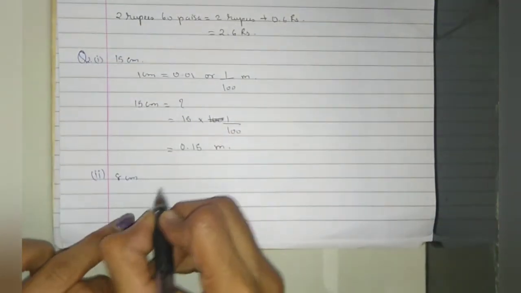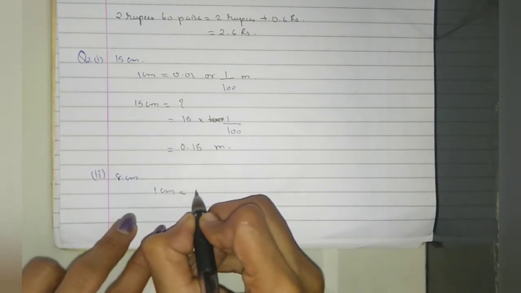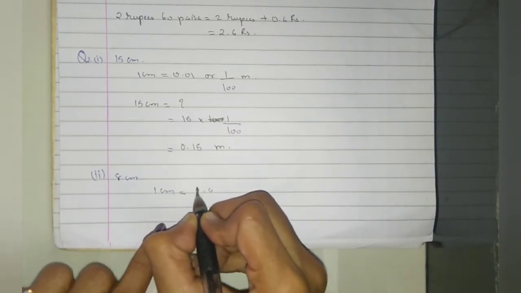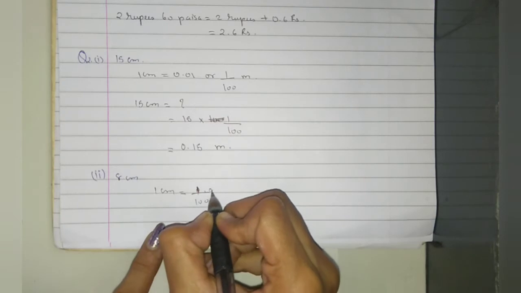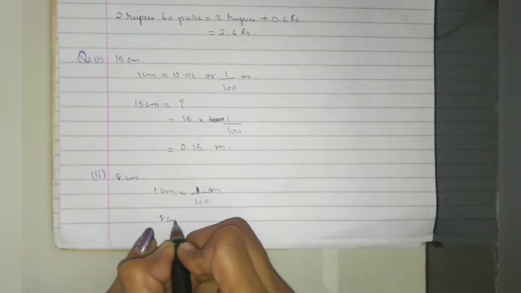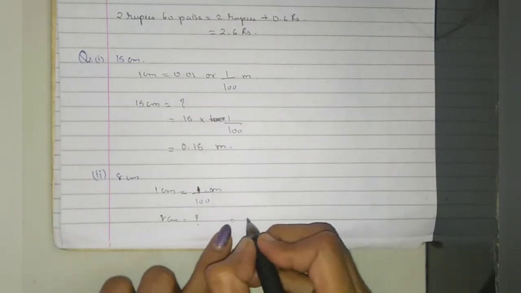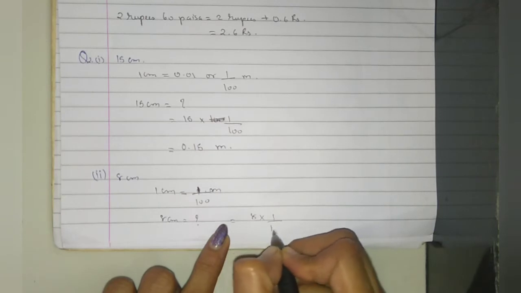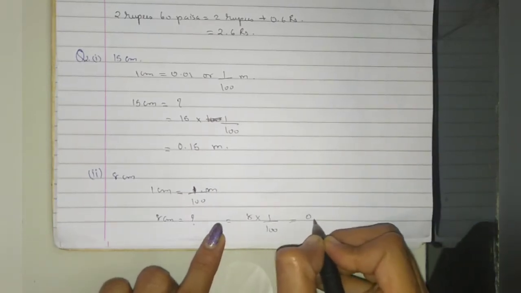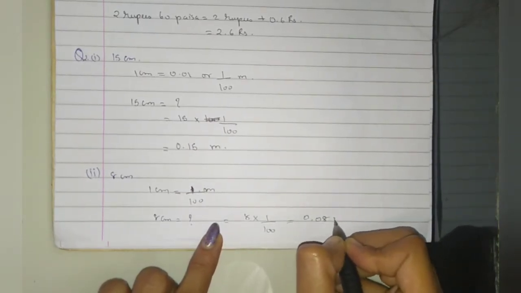Now the second one, that is 8 centimeter. First we'll write this statement: 1 centimeter equals, directly write, 1 upon 100 meter. Then 8 centimeter equals how much? Cross multiply, that is 8 into 1 upon 100, which is equal to 0.08 meter.